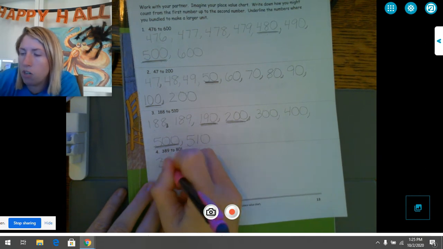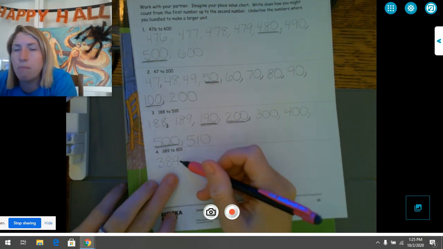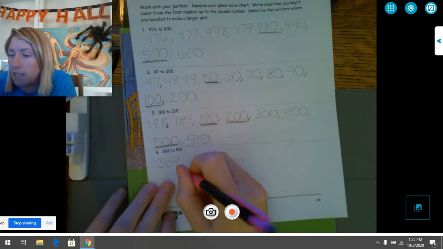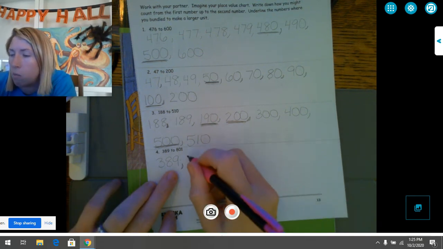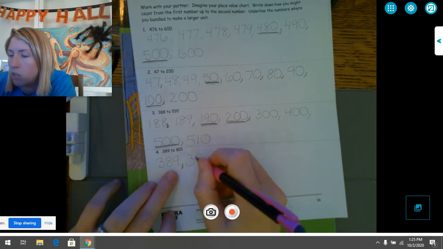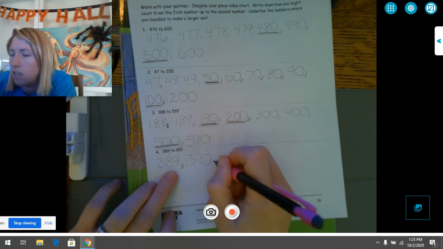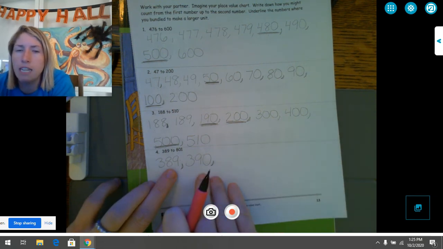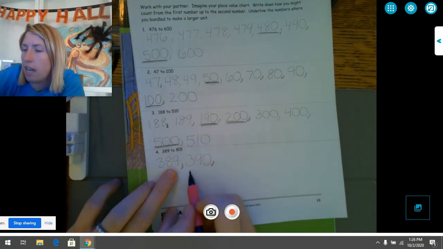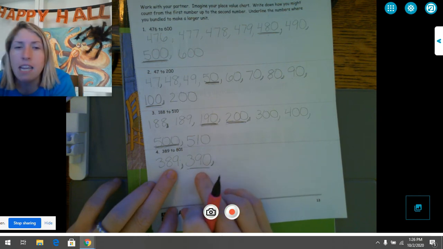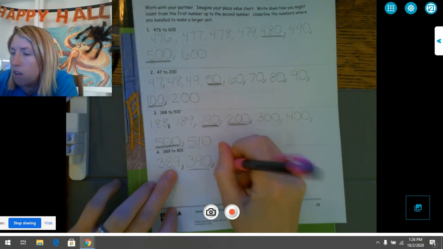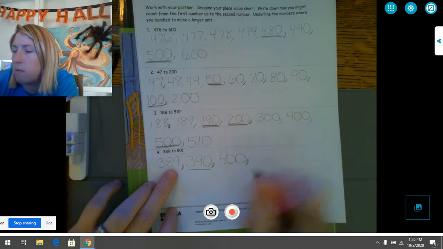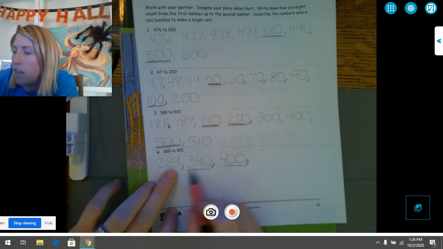So we have 389. I'm going to try to make a 10 here with my ones place. So it's not yet, right? It's at 389. So I need one more 1, which is 390, to make a 10. So 389, 390, and now I can switch and count by 10. So 390, 400. Okay, and now that I'm at 400, I can switch again and count by hundreds.